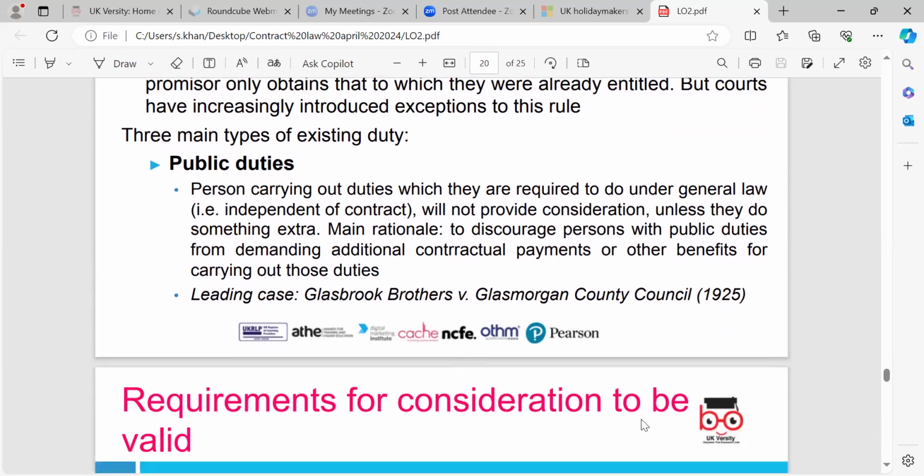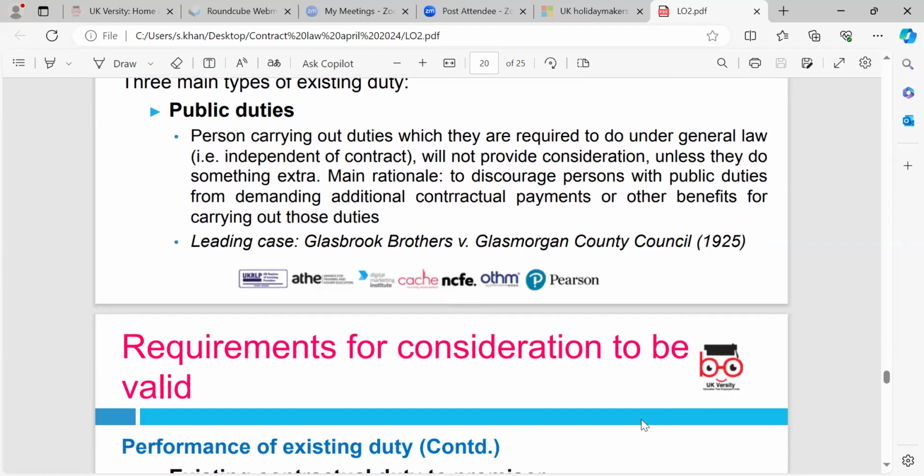Firstly, public duty. A person carrying out duties which they are required to do under general law will not provide consideration unless they do something extra. The main rationale is to discourage persons with public duties from demanding additional contractual payments or other benefits for carrying out these duties. The case in regards to public duties was Glasbrook Brothers against Glamorgan County Council, 1925.